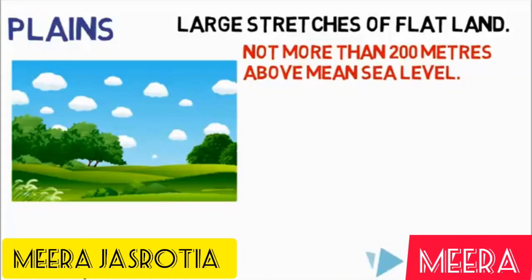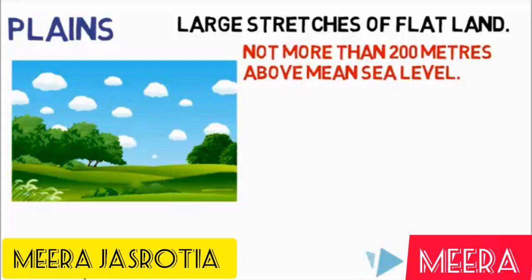Most of the plains are formed by rivers and their tributaries. The rivers flow down the slopes of mountains and erode them. They carry forward the eroded material. Then they deposit their load consisting of stones, sand and silt along their courses and in their valleys. It is from these deposits that plains are formed.